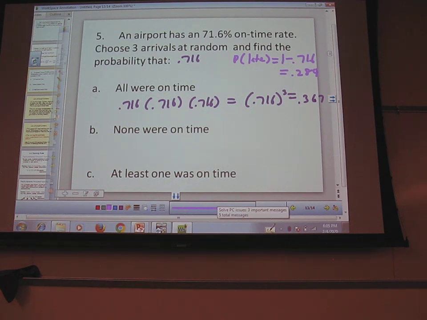Find that. If you haven't found it, find it now. Take 15 seconds. Go. All right, what'd you guys get for this one? You did 0.284 to the third power, and you got 0.023. Okay, good. That's the answer.